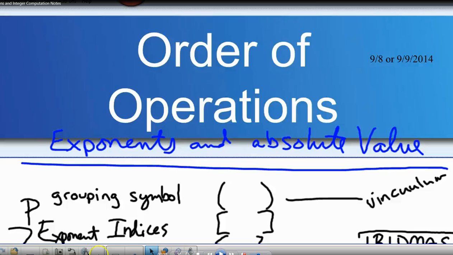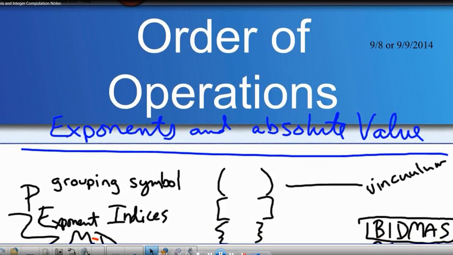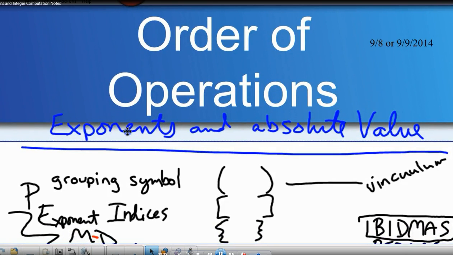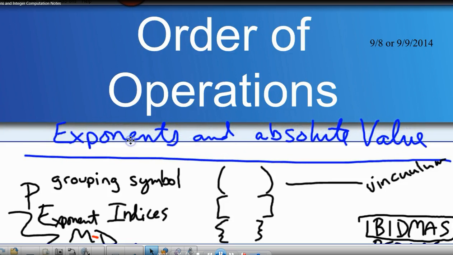Okay, I was told that the volume was no good on the notes before, so we're going to try this one. All right, these are notes on order of operations, integer computation, as well as exponents and absolute value.